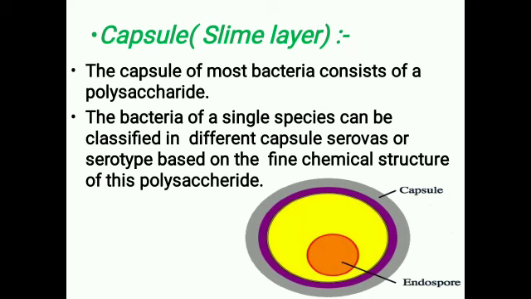What is the function of the capsule? It protects the bacterial cell from unfavorable climatic conditions. So protection of the bacterial cell is the main function of the capsule. The second function is that waste material which is present in the bacterial cell is removed through the layer of the capsule.